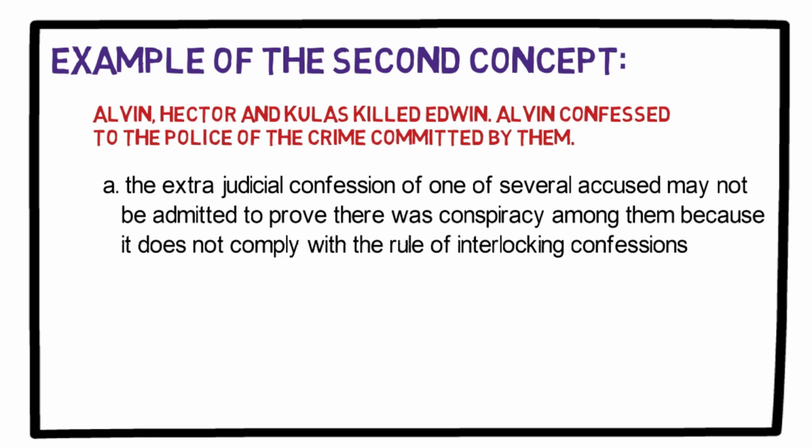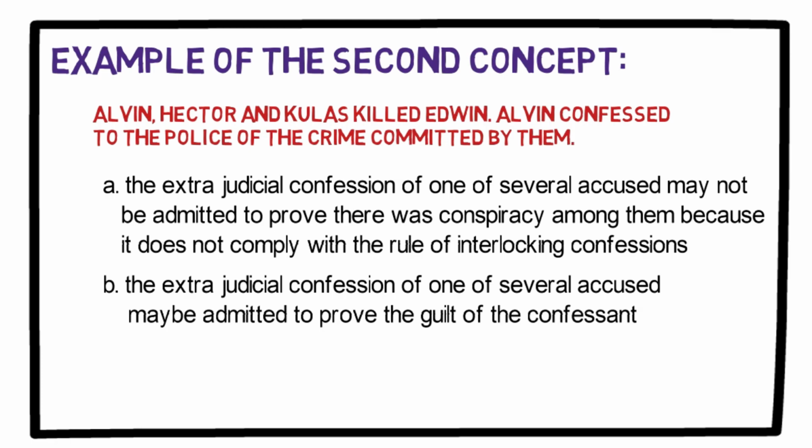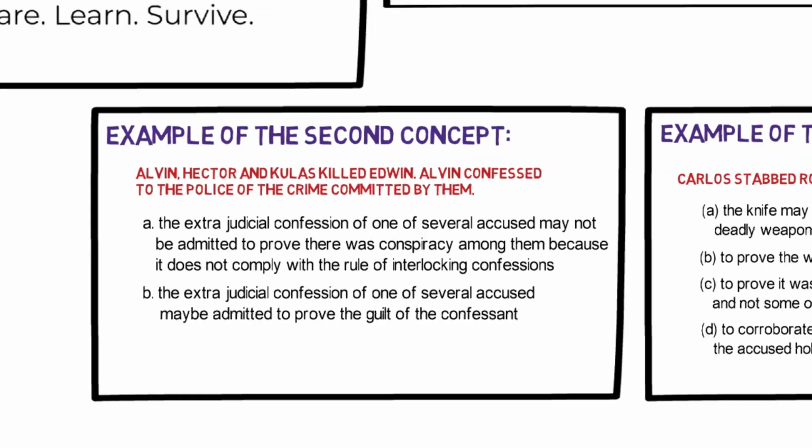Interlocking confessions are confessions made by two or more accused independently of each other and without collusion, which are identical in their essential details. Interlocking confessions are admissible against the other accused. The extrajudicial confession of one of several accused may be admitted to prove the guilt of the confessant. So, yung confession ni Alvin hindi pwedeng gamitin against Hector and Colas, pero pwede siyang gamitin against him.